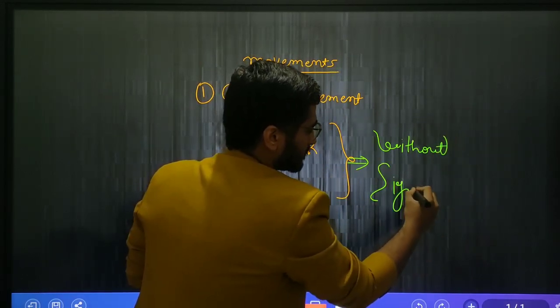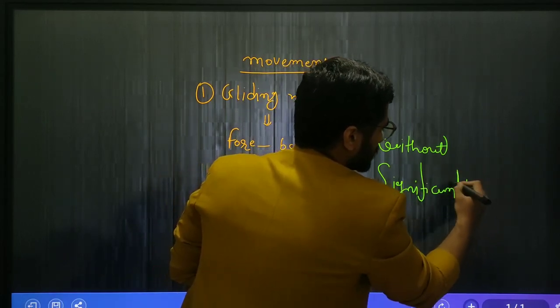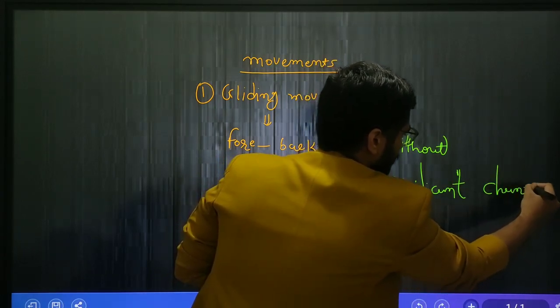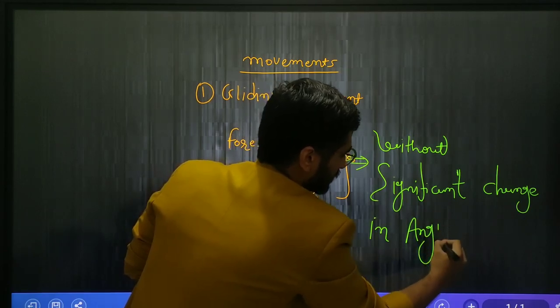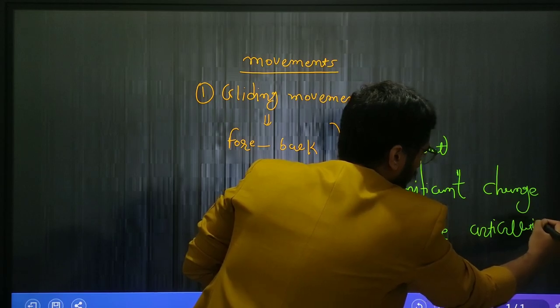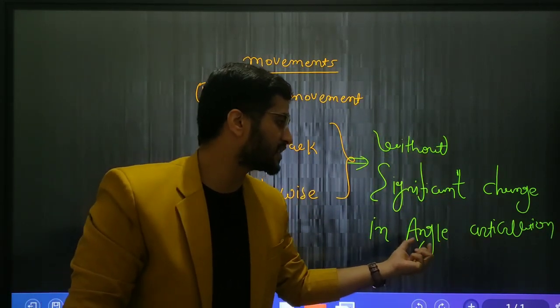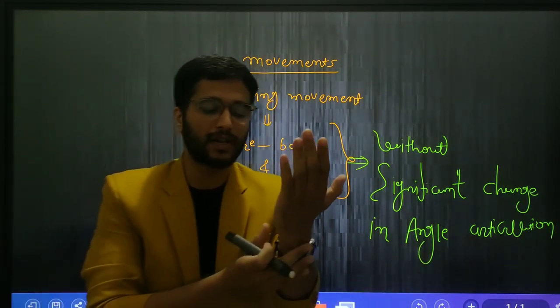In the gliding movement, the most vital point is that this movement is done without significant change in the angle of articulation, or in other words, without significant change in the angle of the joint. Let me introduce an example.